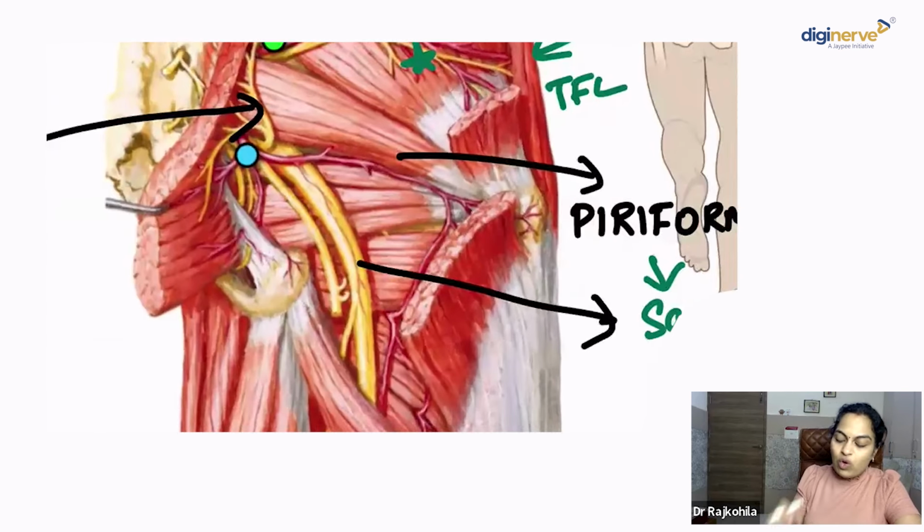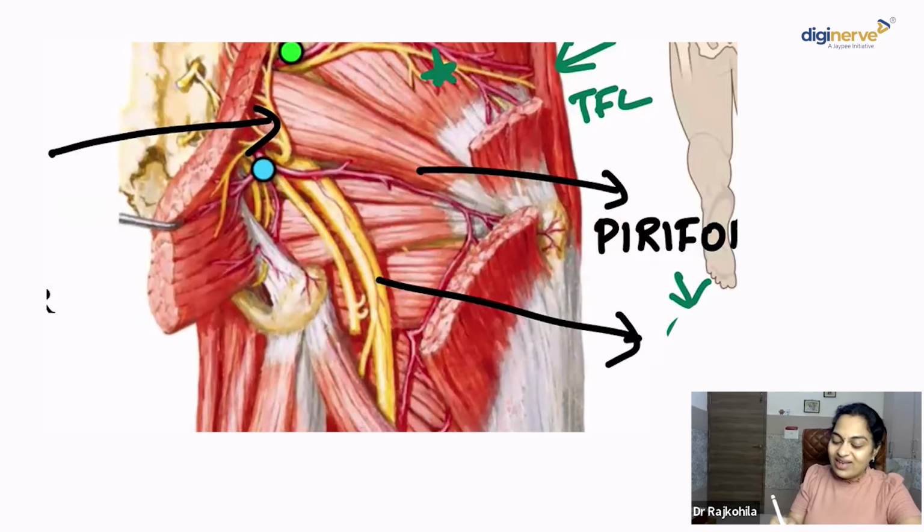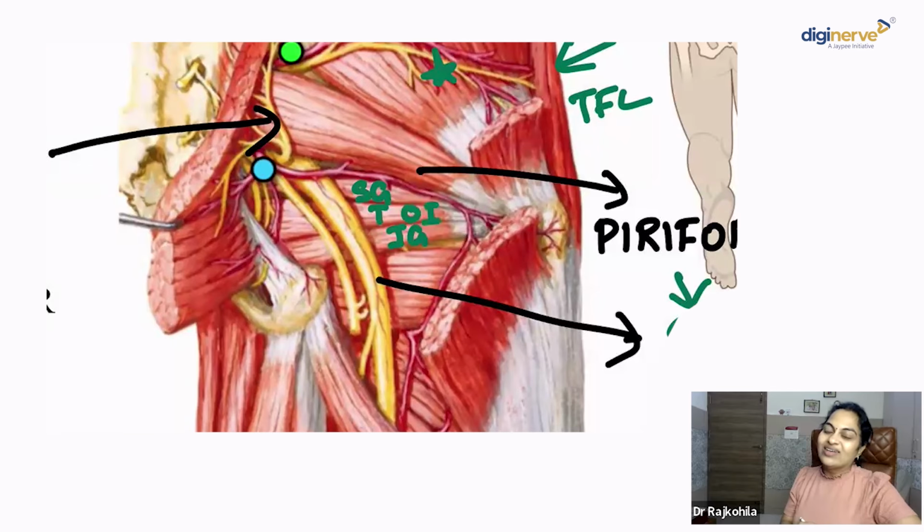Below the piriformis, what you get to see here, forming the bed for the sciatic nerve, is the superior gemelli, this is inferior gemelli, and this is the tendon of obturator internus. Gemelli means twins, okay? And this is quadratus femoris. The superior gemelli and tendon of obturator internus are innervated by nerve to obturator internus. The inferior gemelli and the quadratus femoris are innervated by the nerve to quadratus femoris.